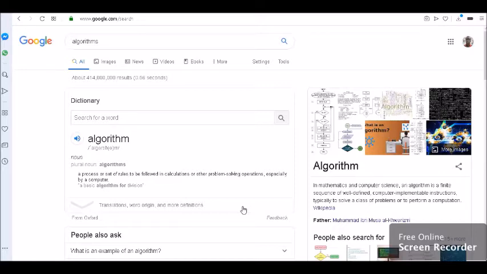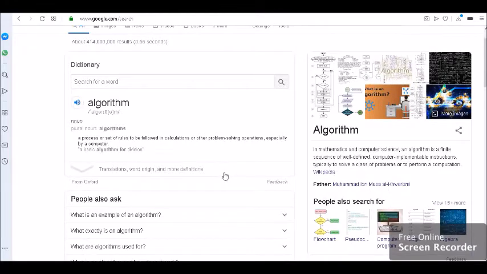Now for this video, I will be looking at the concept of algorithms. An algorithm is defined here, and it's called a process or a set of rules that should be followed when doing calculations. I like to think of it as a series of steps you follow in order.